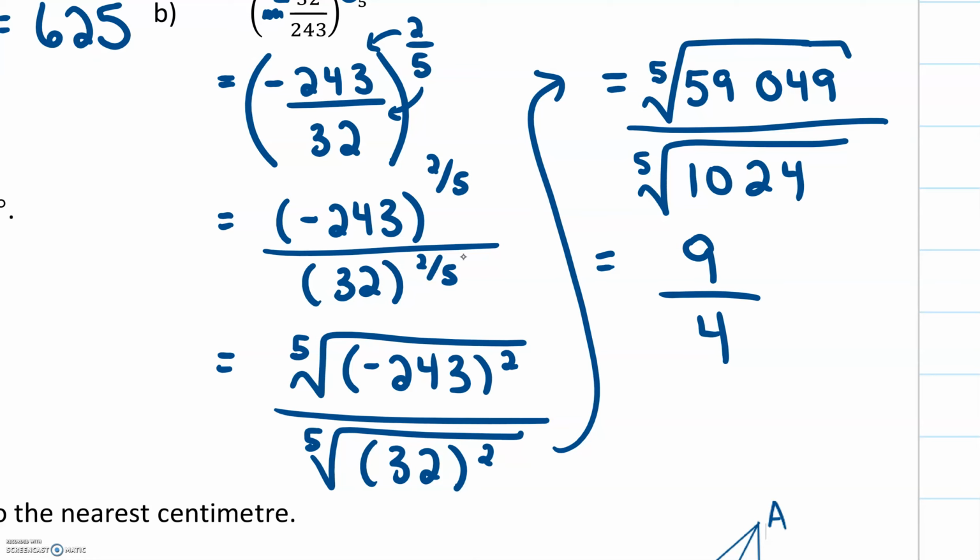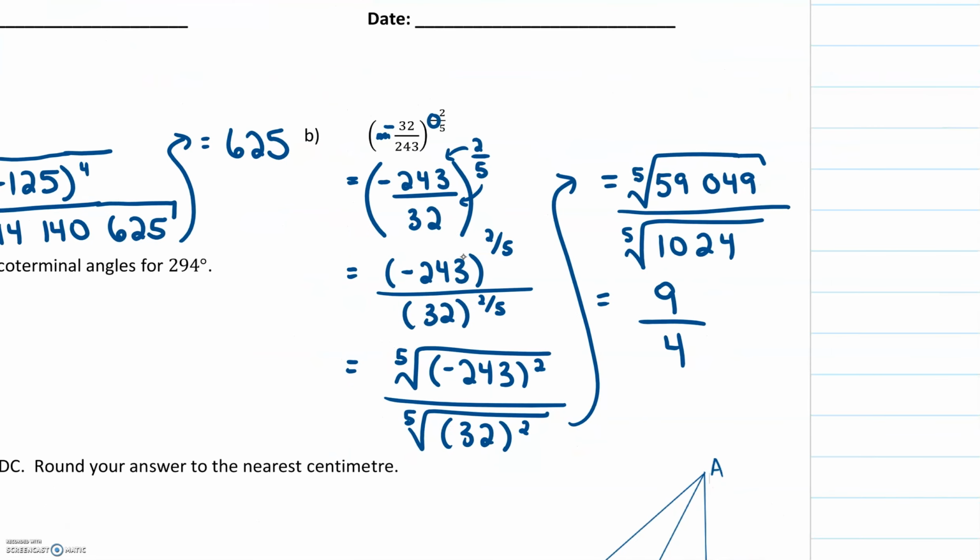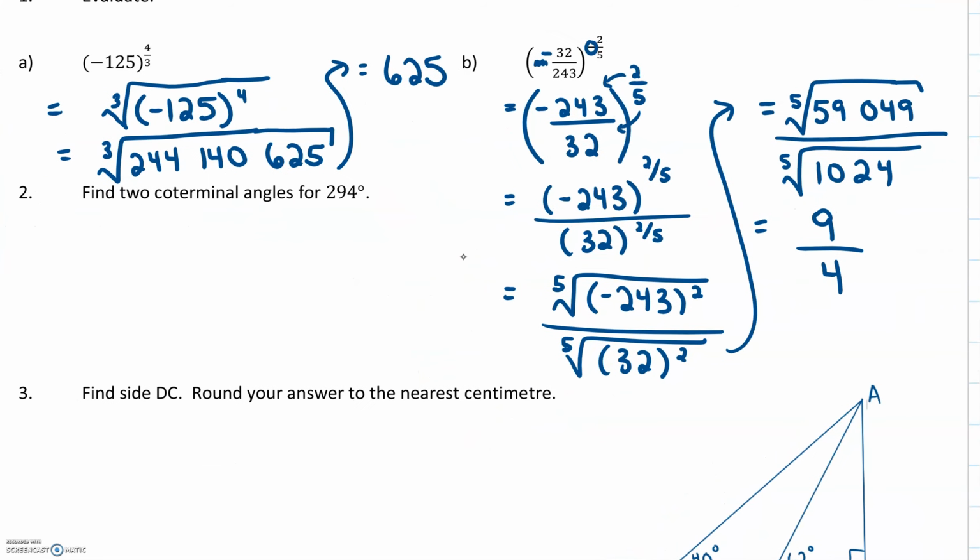The answer is not negative because when you square a negative, you multiply negative times a negative, it becomes a positive. So you have to be very careful with that negative. It doesn't mean you can't do it. You just have to keep your brackets and be very careful with your work.